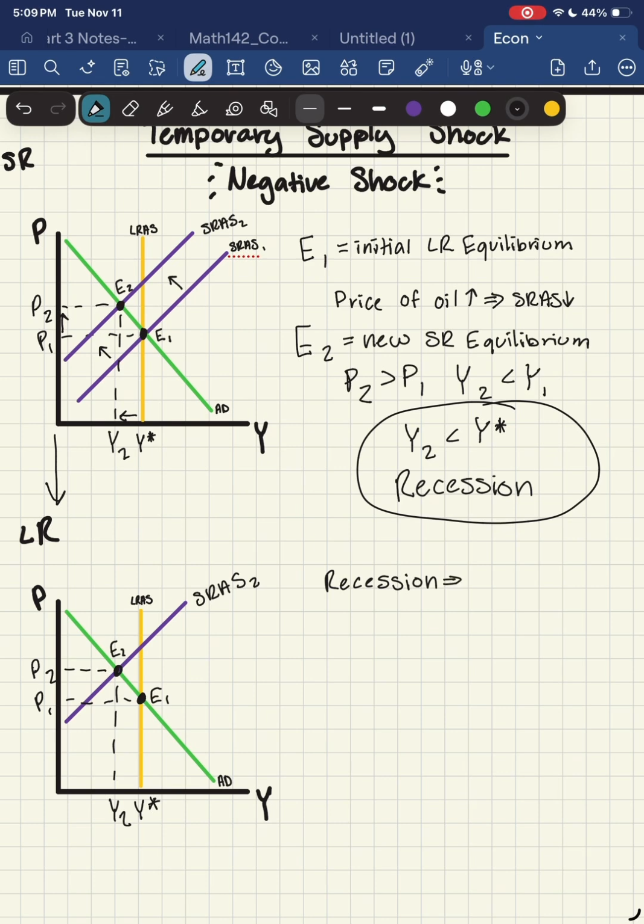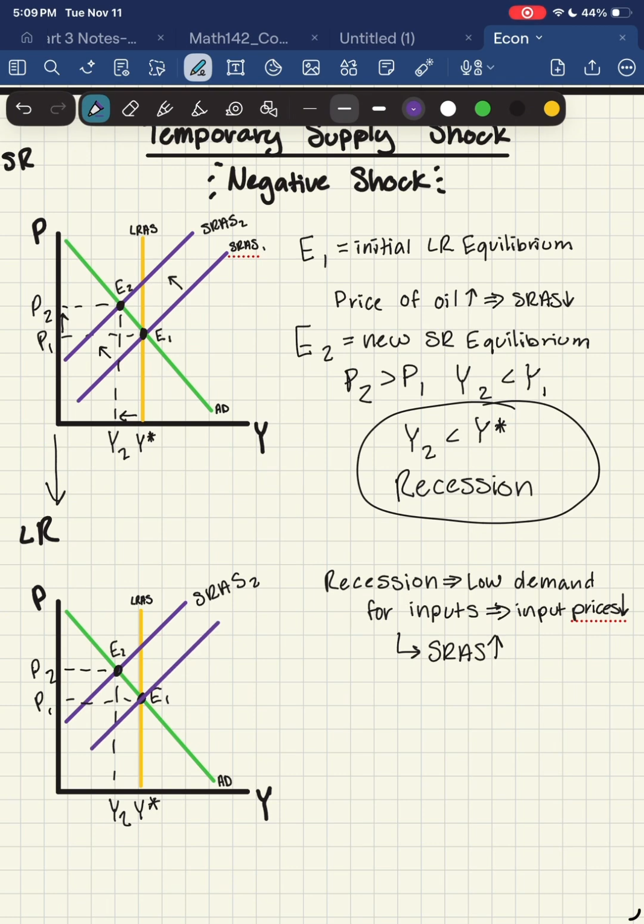Then we know that obviously we're in a recession for this example. So when the economy is in a recession, we know that there is low demand for inputs. Go ahead and write that out. And this means that input prices are going to drop or decrease. And so we know that input prices decreasing is going to shift the SRAS curve to the right. It is going to increase. So then we will label this new curve SRAS3.